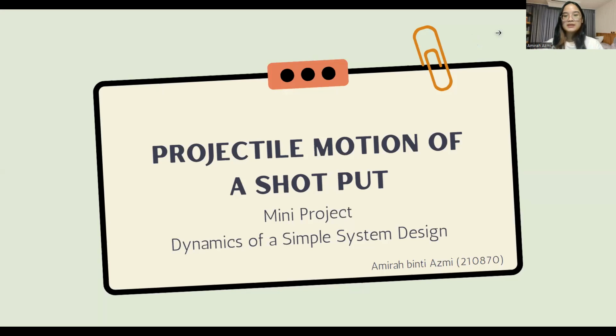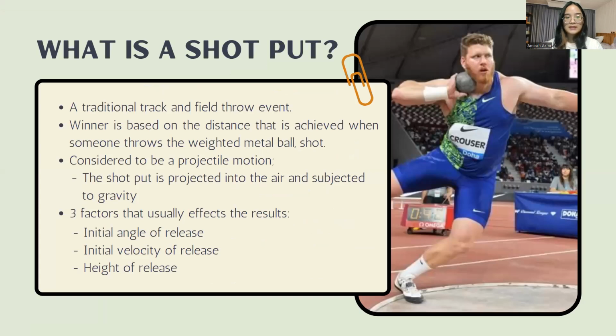My matrix number is 210870, and today I will be discussing my mini project, which is the projectile motion of a shot put. So what is a shot put basically? It is a traditional track and field throw event, and the winner is based on the distance that is achieved when someone throws the weighted metal ball, which is called a shot.